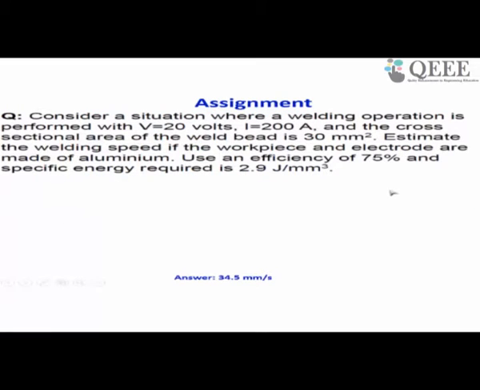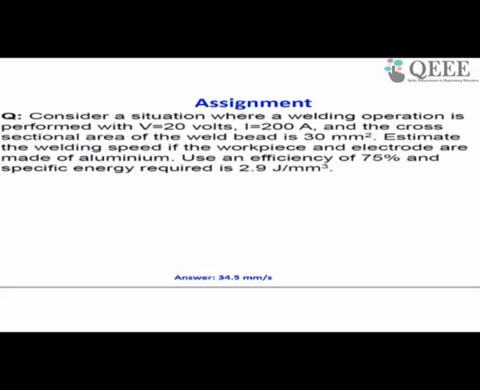Consider a situation where a welding operation is performed with V equal to 20 volts, I equal to 200 ampere, and the cross sectional area of the weld bead is 30 mm square. Estimate the welding speed if the workpiece and electrodes are made of aluminum. Use an efficiency of 75% and specific energy required is 2.9 joule per mm cube.